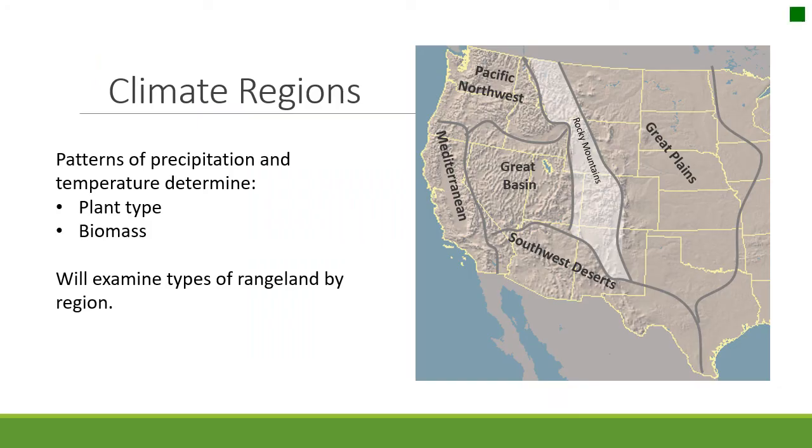We'll talk about these biomes by climatic region because climate, in terms of precipitation and temperature, is really what determines the plant type and the biomass that's able to grow in a region, and therefore these are the large categories in which different ecosystems of rangeland are found. Again, today we're going to talk about the Mediterranean region in the far west, the Pacific Northwest, and then we'll move down to the Great Basin.